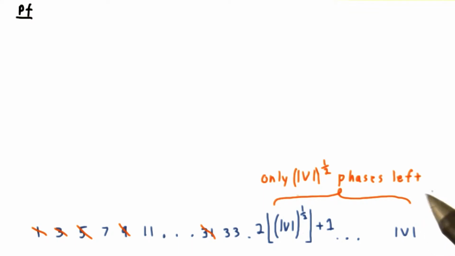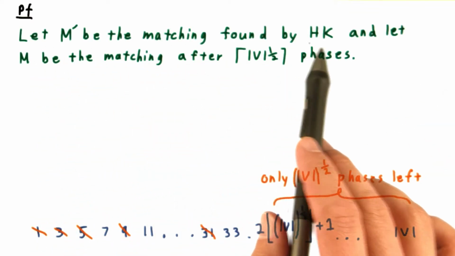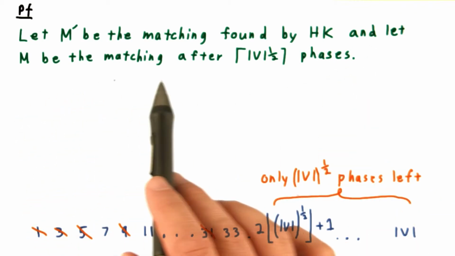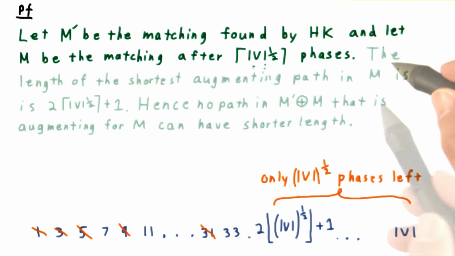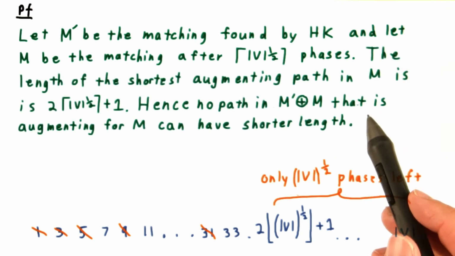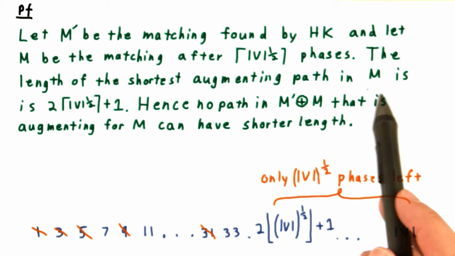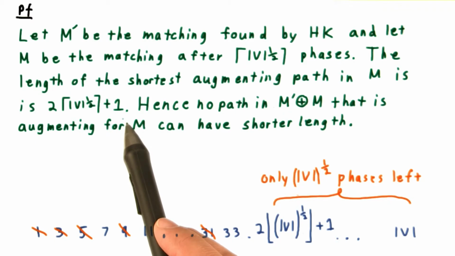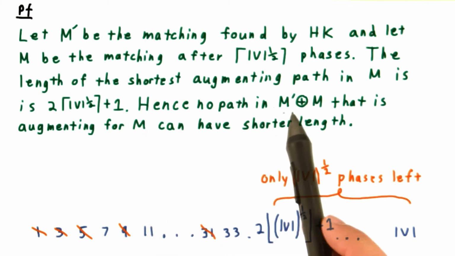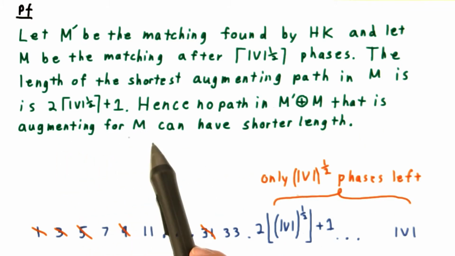v phases left. To fill out the argument, we'll let M prime be the matching found by Hopcroft-Karp, and we'll let M be the matching after the ceiling of the square root of v phases. Because each phase increased the shortest augmenting path by 2, the length of the shortest augmenting path in M is at least twice the square root of v plus 1, and hence no path in the symmetric difference between M and M prime, that is, augmenting for M, can have shorter length.